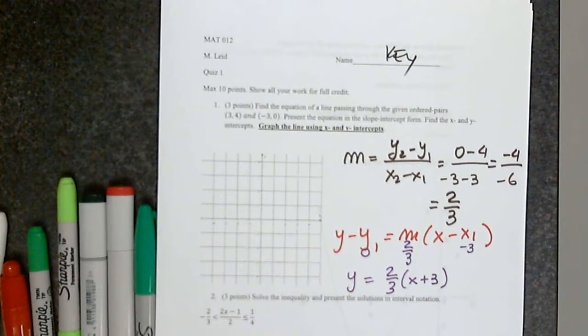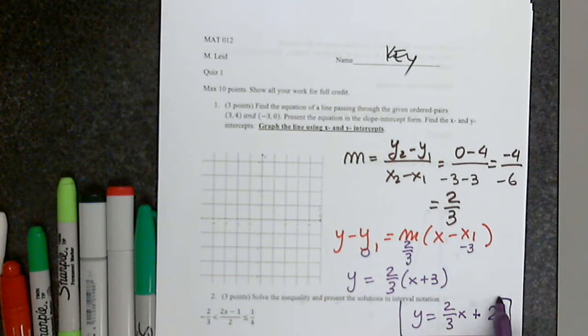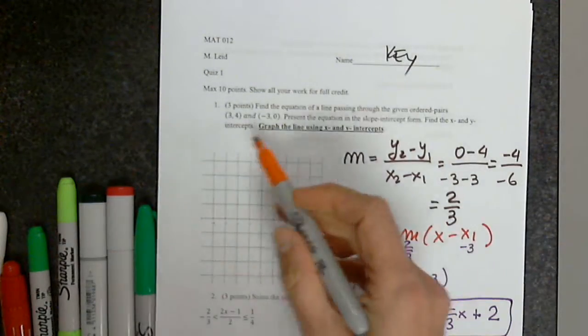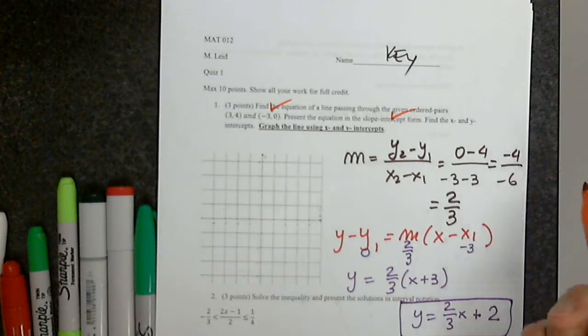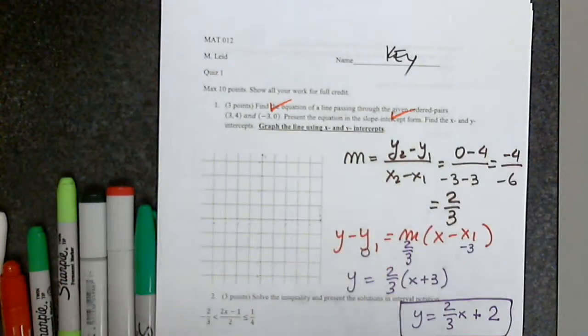I have to distribute 2/3. So then the equation becomes 2/3 x plus 2. Do you all agree with this? Yes. So what did I accomplish so far? I found the equation. I presented it in the slope-intercept form. And now I want to find the x and y-intercept.